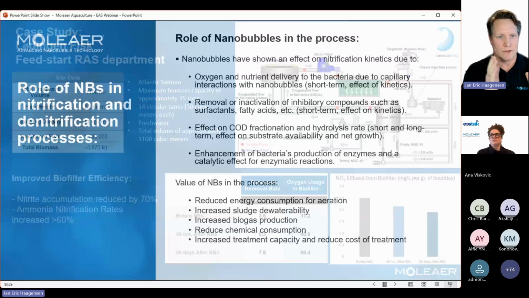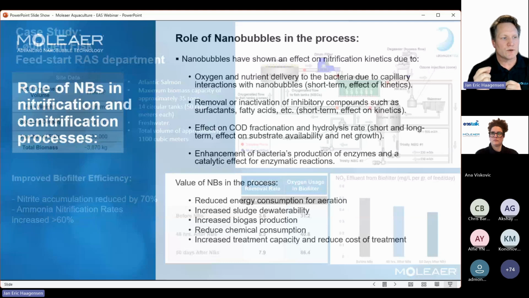And of course, effective COD fractionation and hydrolysis rate. This is both short-term and long-term. But most importantly, what we've seen through our research is the enhancement of the bacteria's production of enzymes and a catalytic effect for the enzymatic reactions. What does this mean? Well, it means that nanobubbles interact with microbes and bacteria to accelerate their metabolic activity.